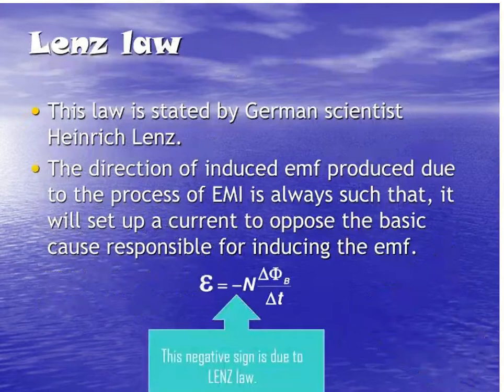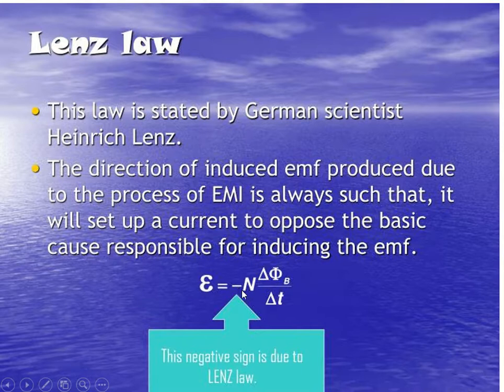We have studied Lenz's law also. That is, the direction of induced EMF is such that it opposes the basic cause responsible. What is the basic cause? The cause is the change in the flux linkage. Due to change in flux linkage, EMF is induced, and as per Lenz's law, the EMF is induced in the opposite direction to the change in flux linkage. So we write E equal to minus N into delta phi by dt. The main principle of Faraday's law is that due to change in flux linkage, an EMF is induced.